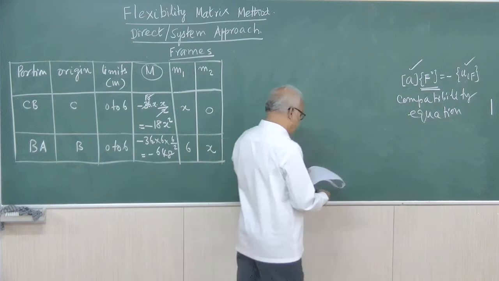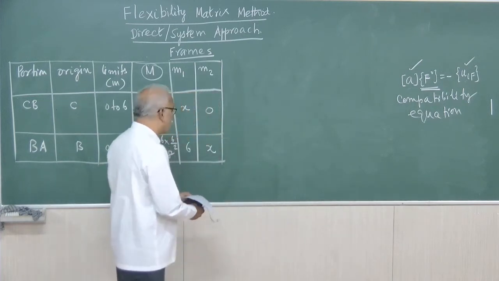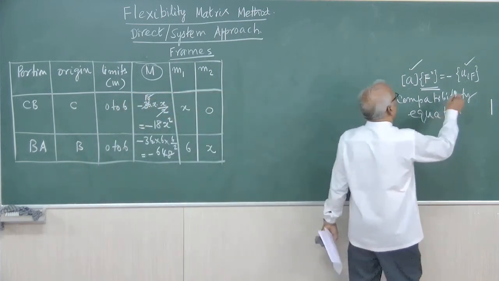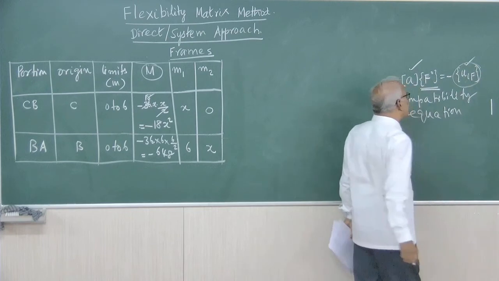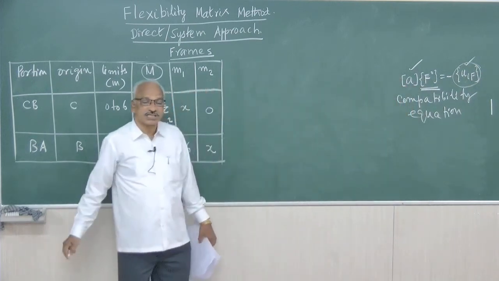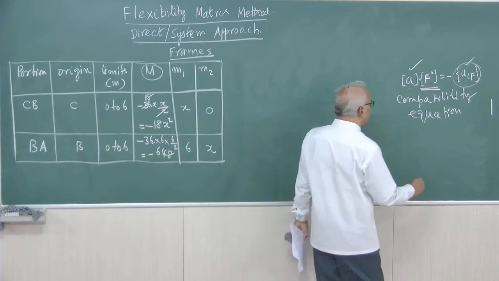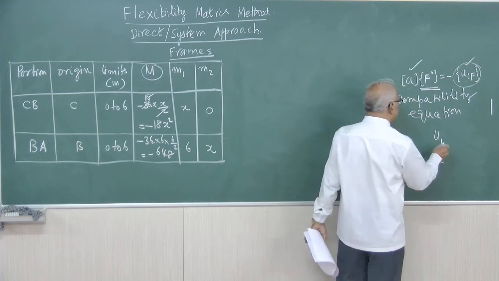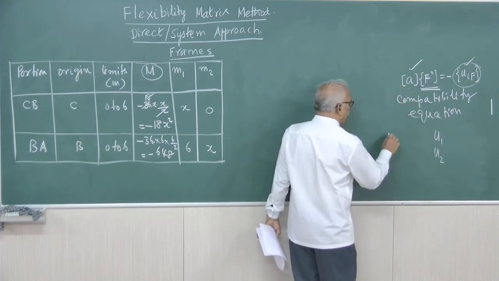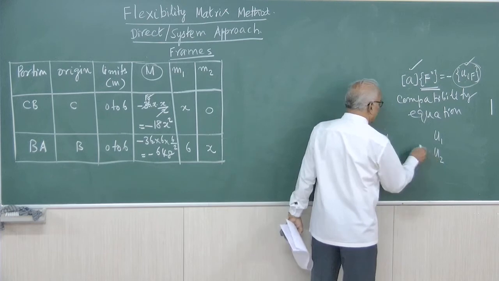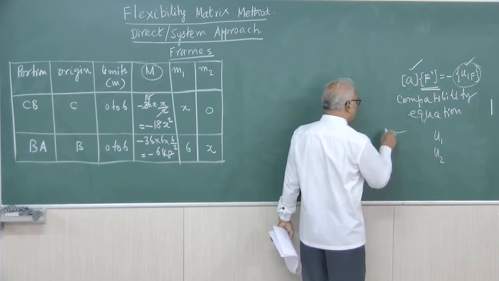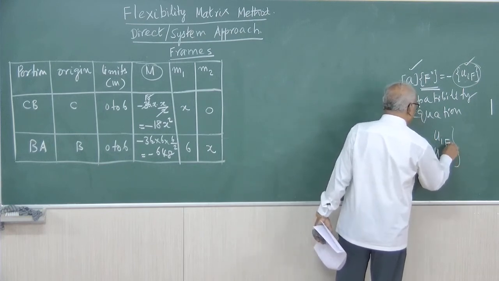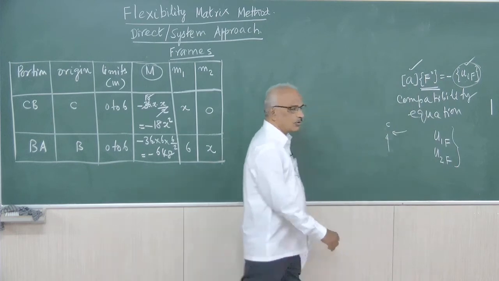Now, according to the unit load method, first we will find out the right hand side. The right hand side is the displacement along the coordinates of the redundants. You have to find out u1 and u2. u1 is the displacement along redundant one, namely the vertical displacement. u2 is the horizontal displacement at the point C due to the external loading. So, u1f and u2f. We are going to find out only the displacements.